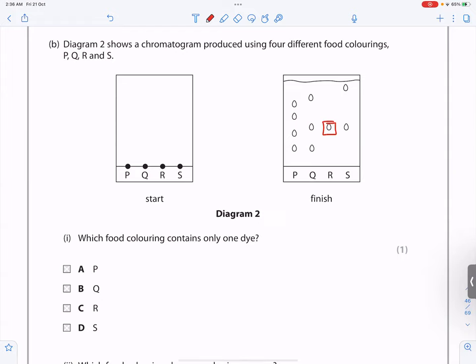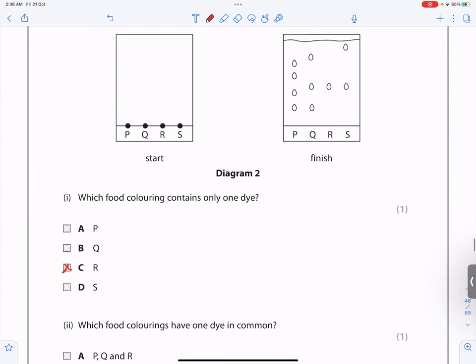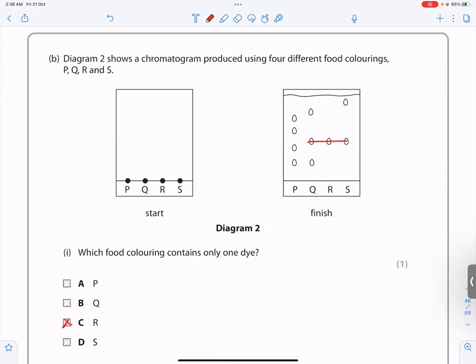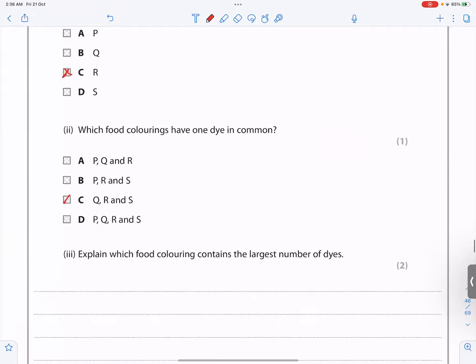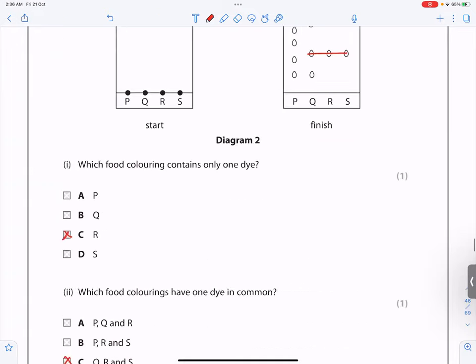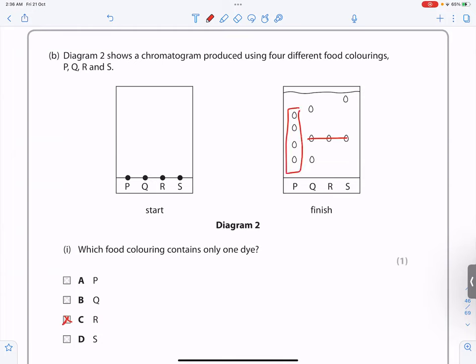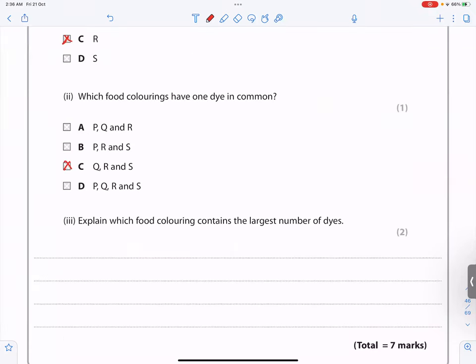Of course the one with one dye is R. So here it is R. Next, (ii) which food colorings have one dye in common? By comparison, Q, R and S have one common dye, so it is Q, R, S. (iii) Explain which food coloring contains the largest number of dyes. Of course it's P, because it has the largest number of spots, which is four spots.